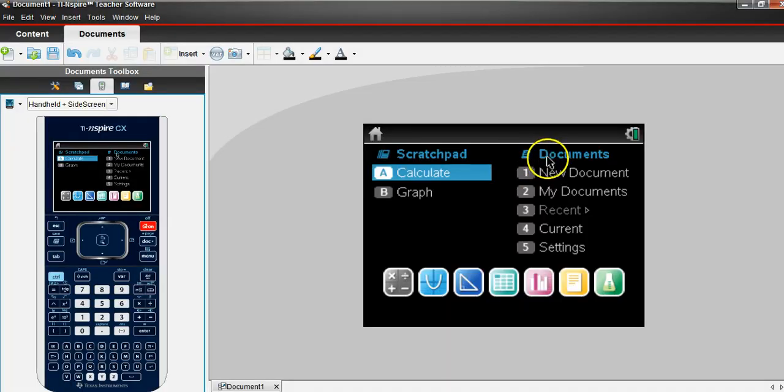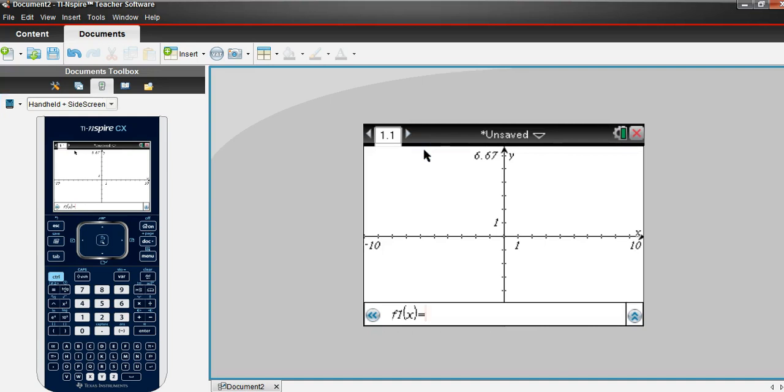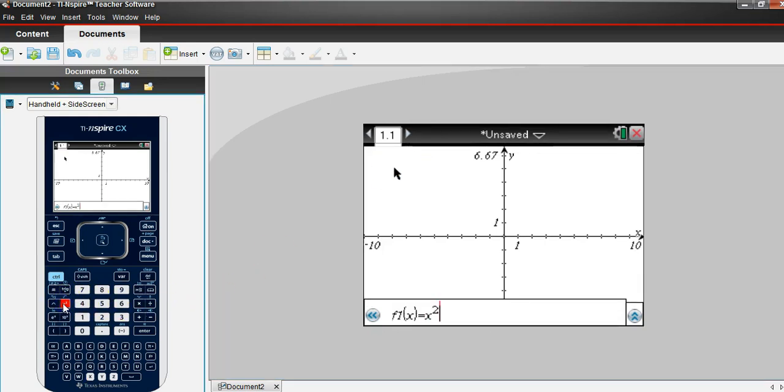Otherwise, keep watching. Alright, so I'm going to go ahead and substitute those first equations here. And the first equation was x squared minus 5.